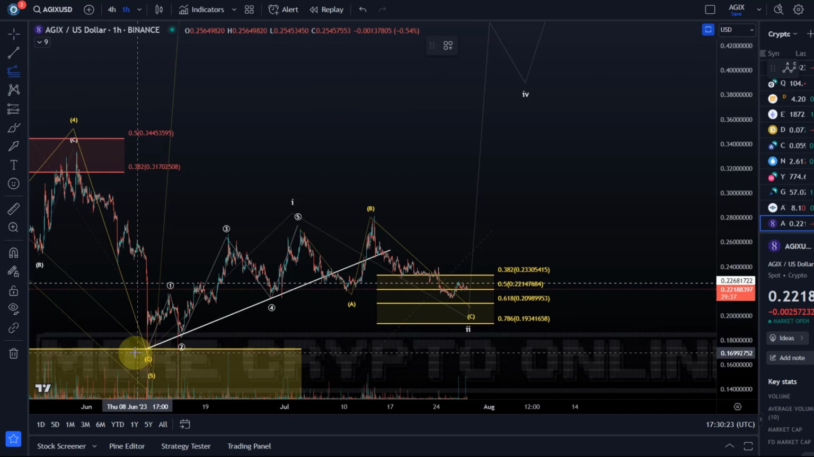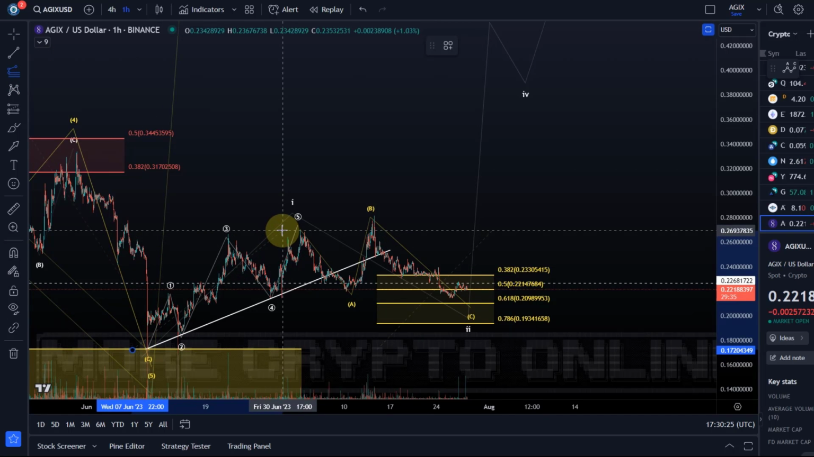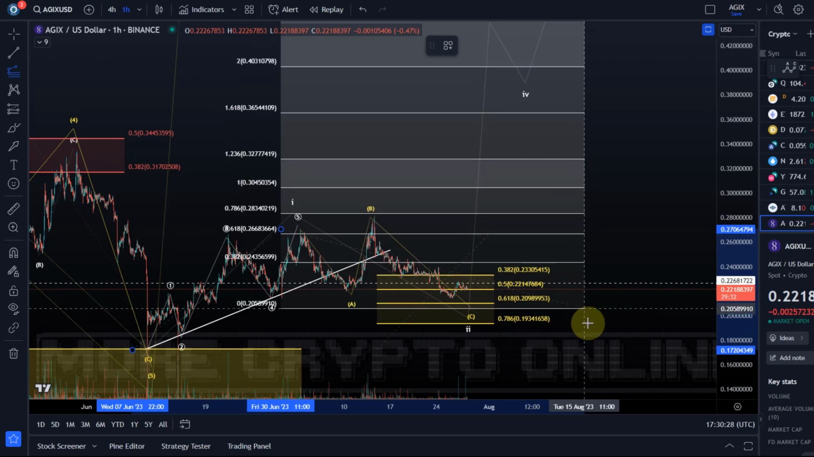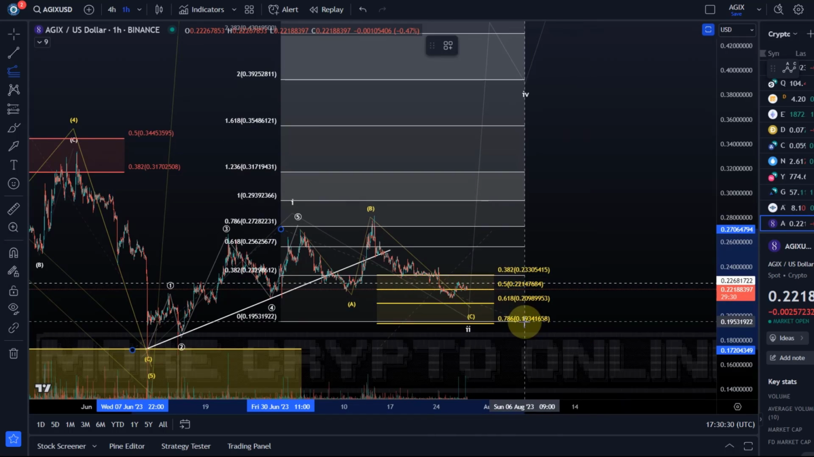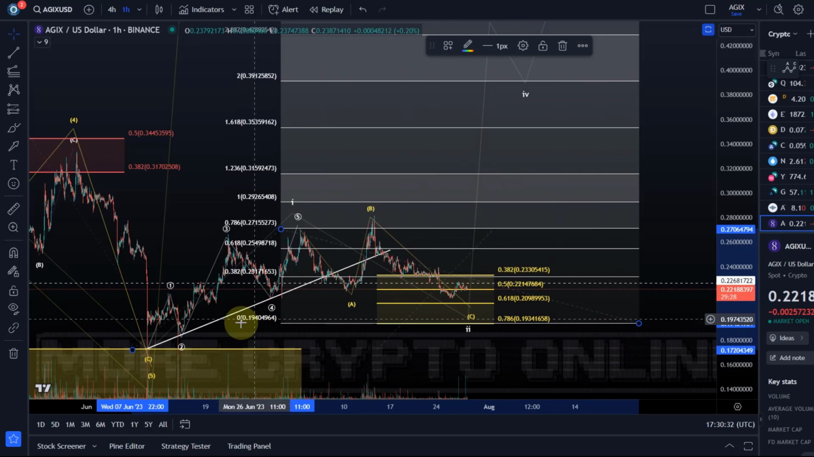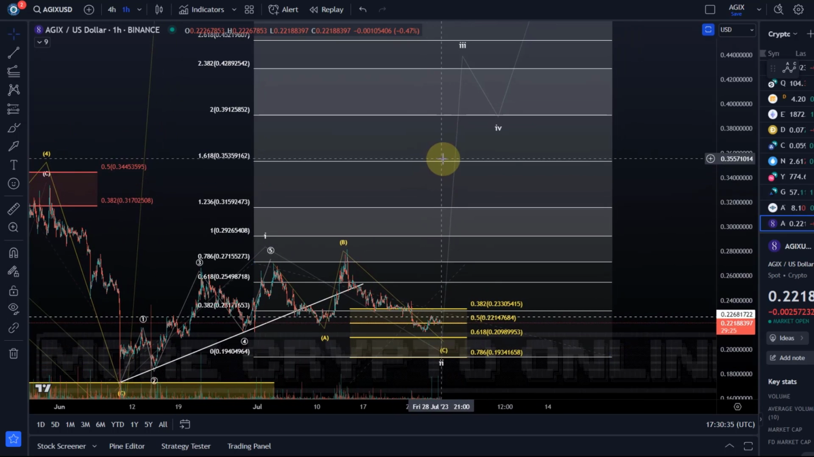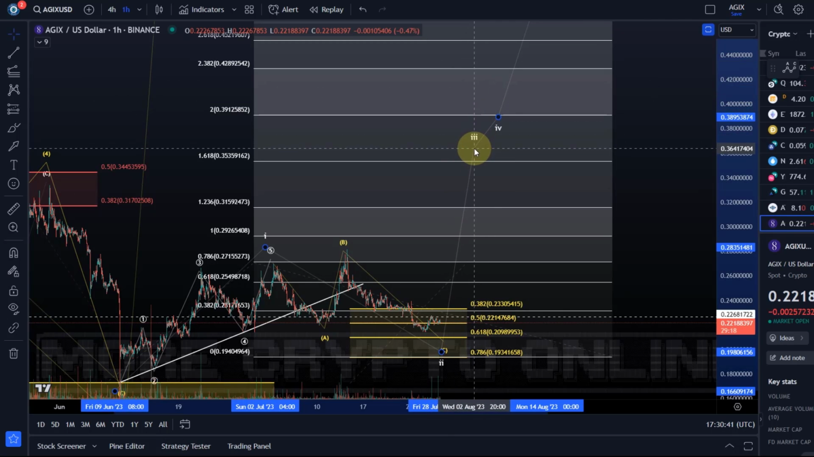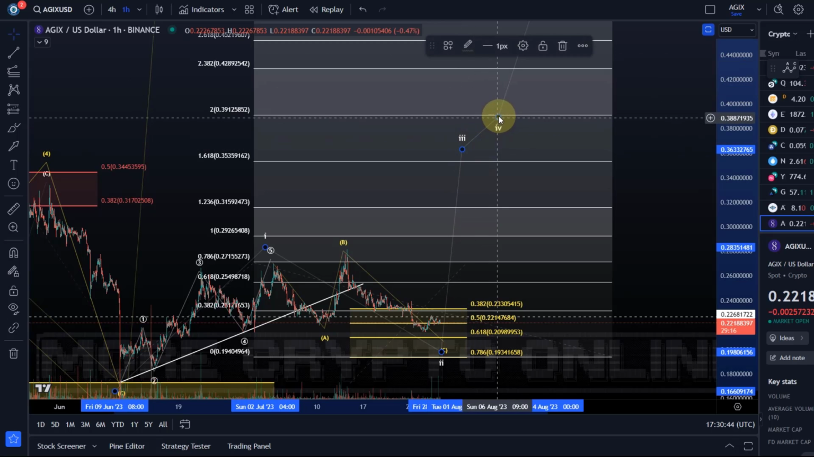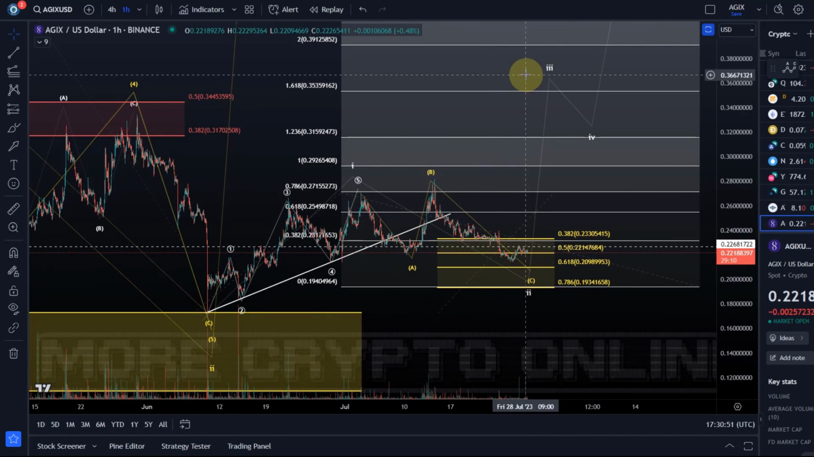What would be a target? Well, we take the length of the wave 1, and then I have to project it somewhere. Let's assume we will come down to the 78.6 retracement. The target for a third wave would be the 1.618 extension at least, and we would be looking at 35.4 cents at least. That is what it needs to do to also convince us that something more bullish is going on here. If we don't even get to that 1.618 extension, then something more bearish is going on, right? And just a larger correction maybe. So this is what I'm watching for.